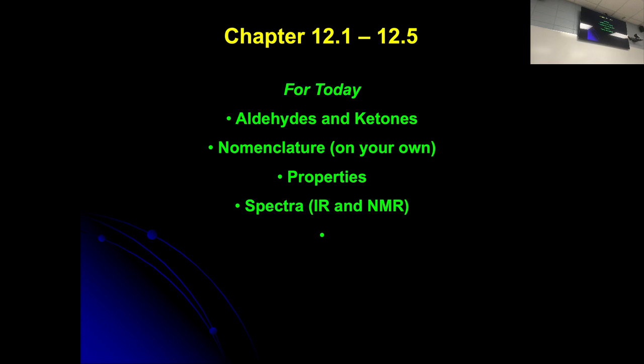So, as we get into chapter 12, we're going to start talking about aldehydes and ketones. We're going to talk about some of their properties, and we're going to talk about some of their spectra. Okay? We've already started talking a little bit about their spectra. But before we get into anything, I want you to remind me, what is an aldehyde? How would I draw out the aldehyde functional group? Going back to chapter 2, I think. All right, what was an aldehyde? Tell me what I need to draw.